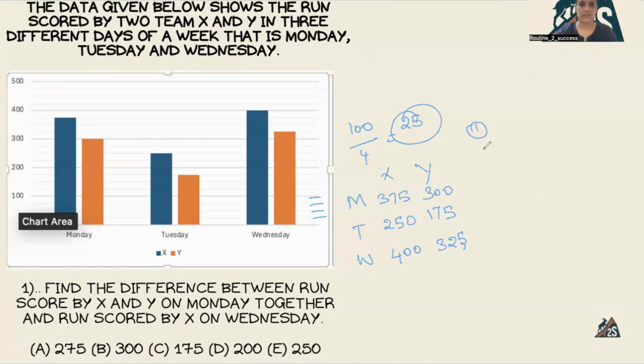When you see the first sum, find the difference between the runs scored by X and Y on Monday. So X and Y on Monday is 675, minus X on Wednesday. What is X on Wednesday? It is 400. So your answer is 275.